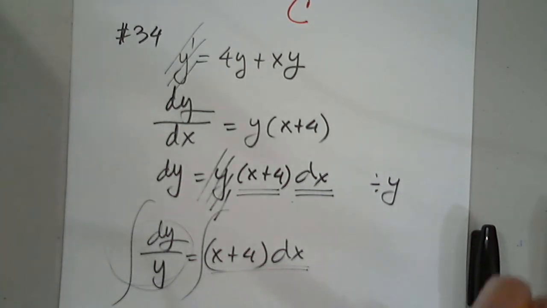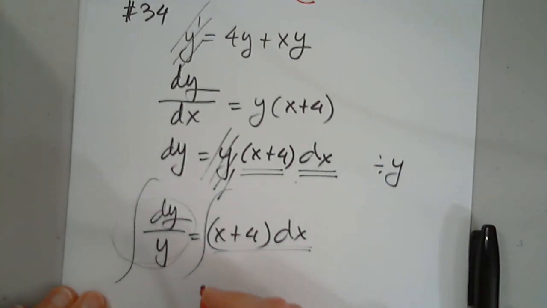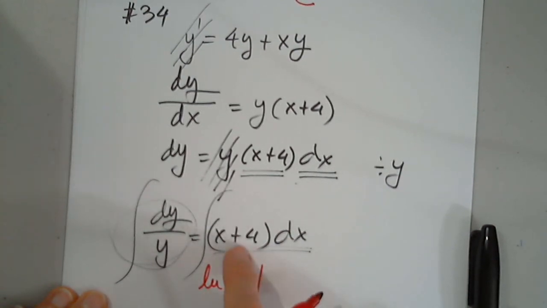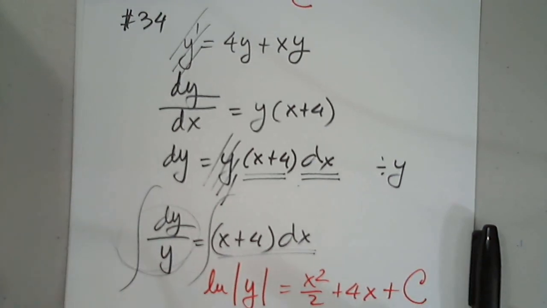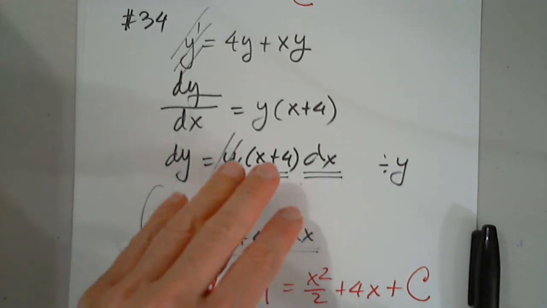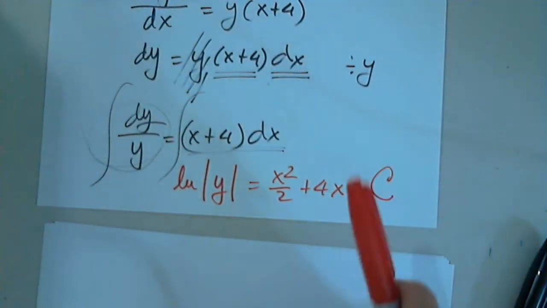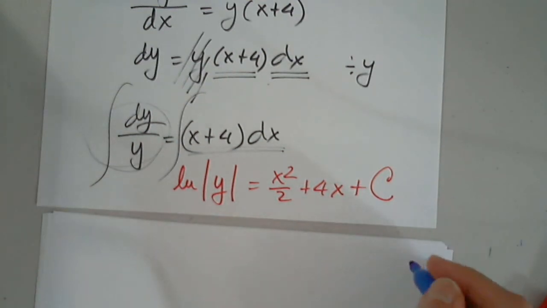And when I integrate, the left-hand side, as you already told me, is the natural log of the absolute value of y, and the right-hand side is x squared over 2 plus 4x, of course, plus a constant c, because this is an indefinite integral, of course. What do we do next? So we have to solve like we did before a few minutes ago. So that's on page 9.